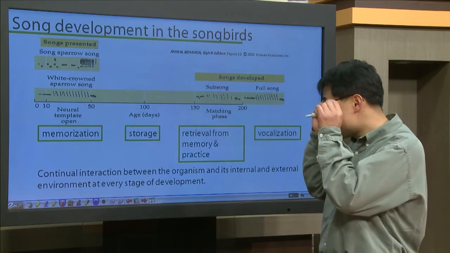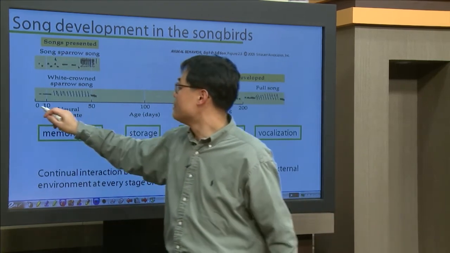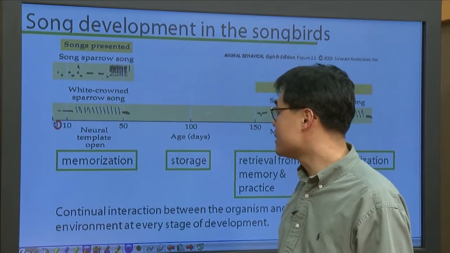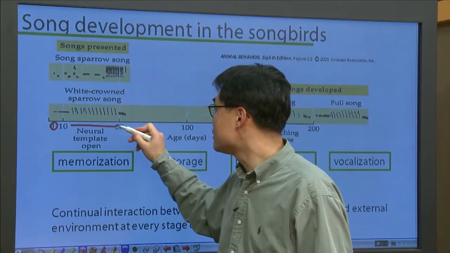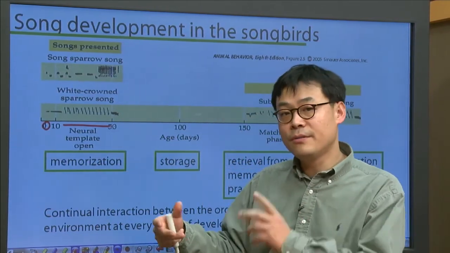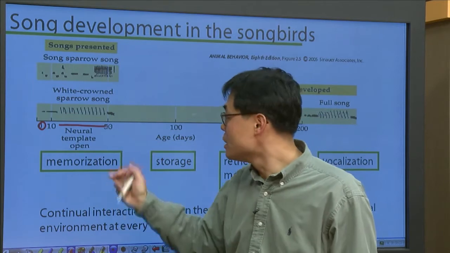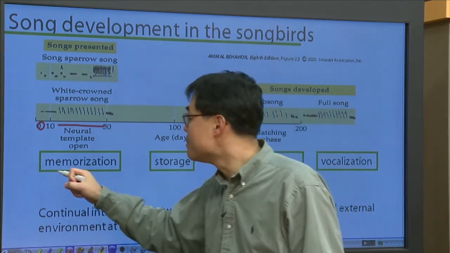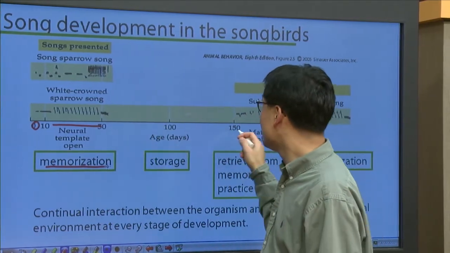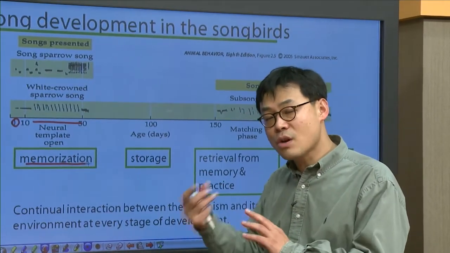So let's summarize all here. That's the period from when it hatched from the eggs. 10 to 50 days, that's what we call the critical period. That's when the neural template is open for the species-specific song. So you must hear the songs of your own species during this critical period. You have to memorize the songs in your template in the brain. And from 50 to 150 days, nothing happens, but you store the information of this song in your brain.